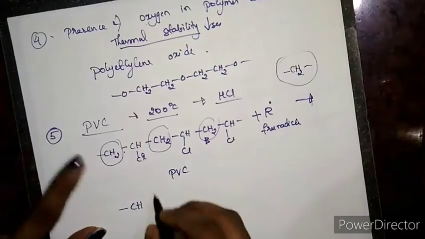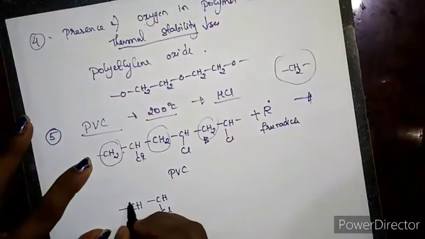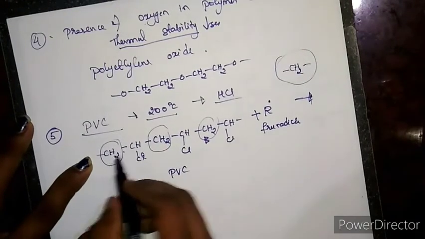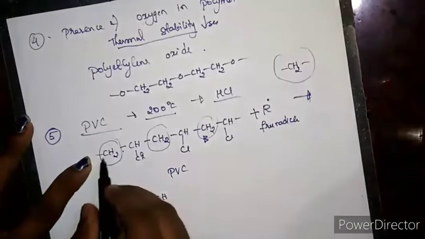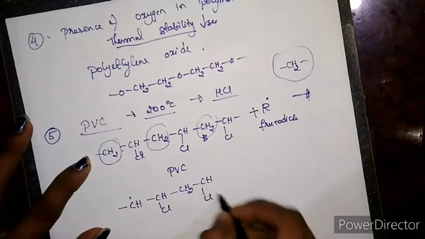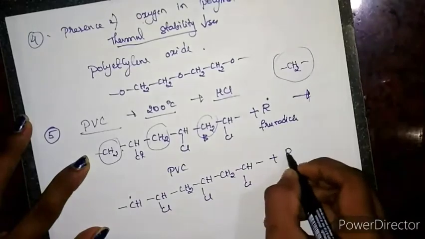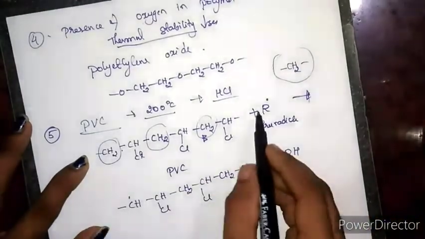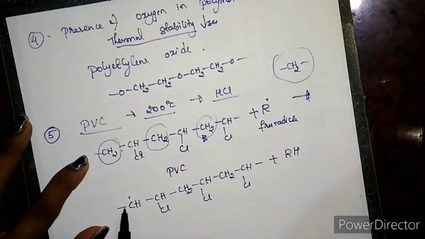CH, Cl, and the free radical now goes with this carbon. Whenever R dot abstracts the hydrogen from this methylene group, the free radical goes with that carbon atom: CH2, CH, Cl, CH, CH, Cl plus RH. Whenever it abstracts the hydrogen, the free radical shifts to that carbon atom.